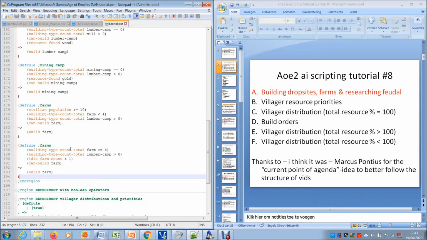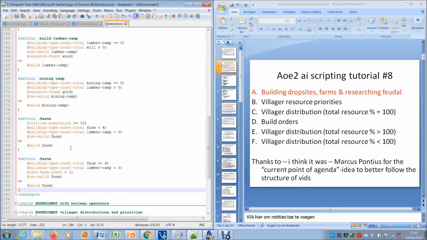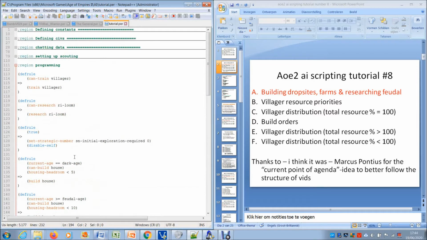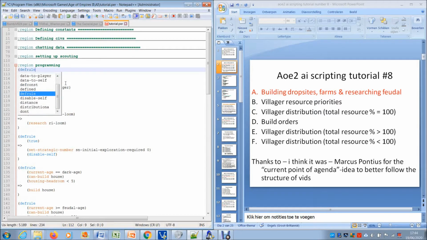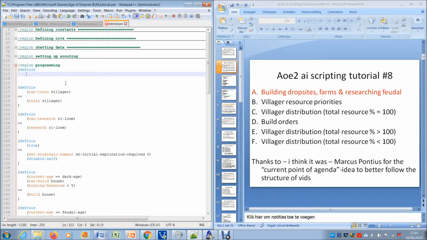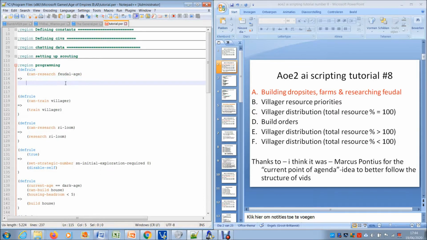Now, research feudal age, there's a trick to it, or what you would call a possible mistake that you can make if you don't do this correctly. Mainly, I'm going to put this defrule before the can train villager. Can research feudal age. Research feudal age.